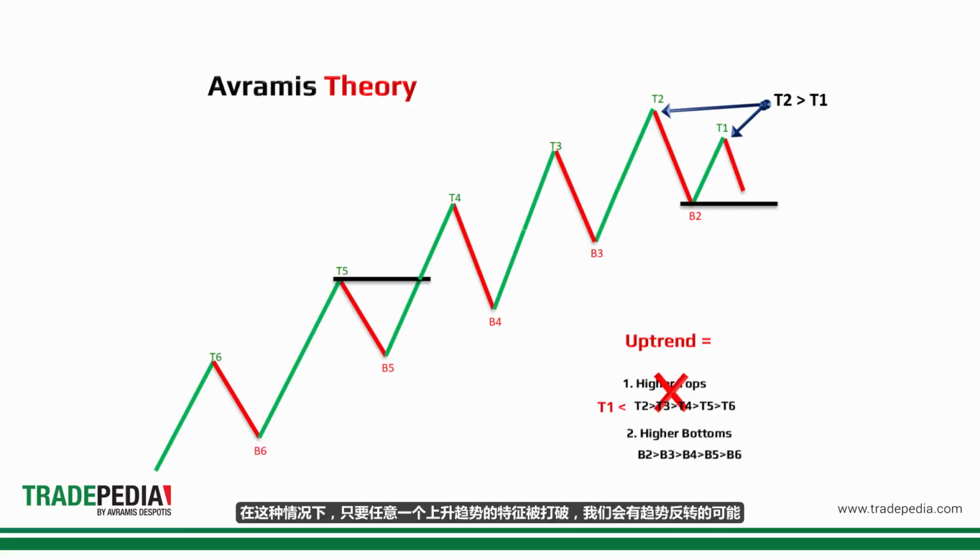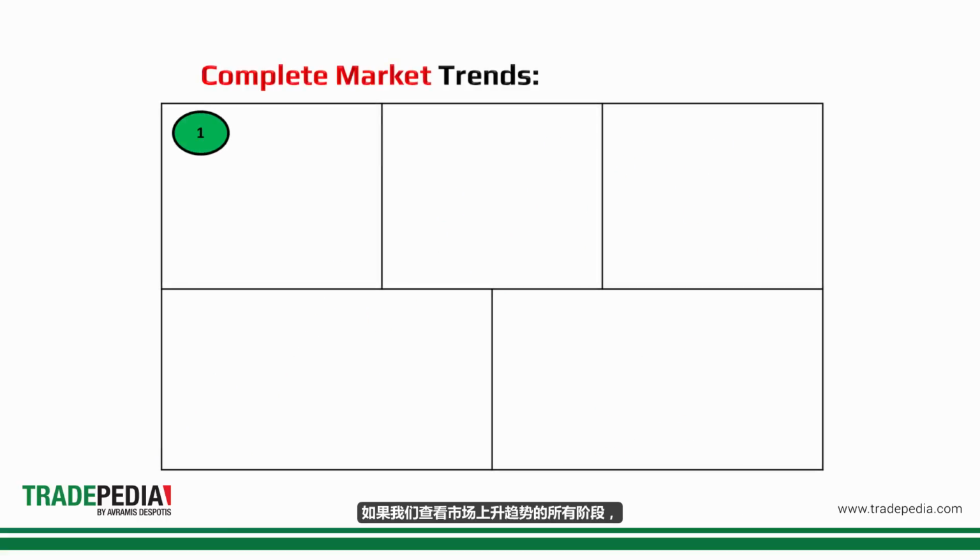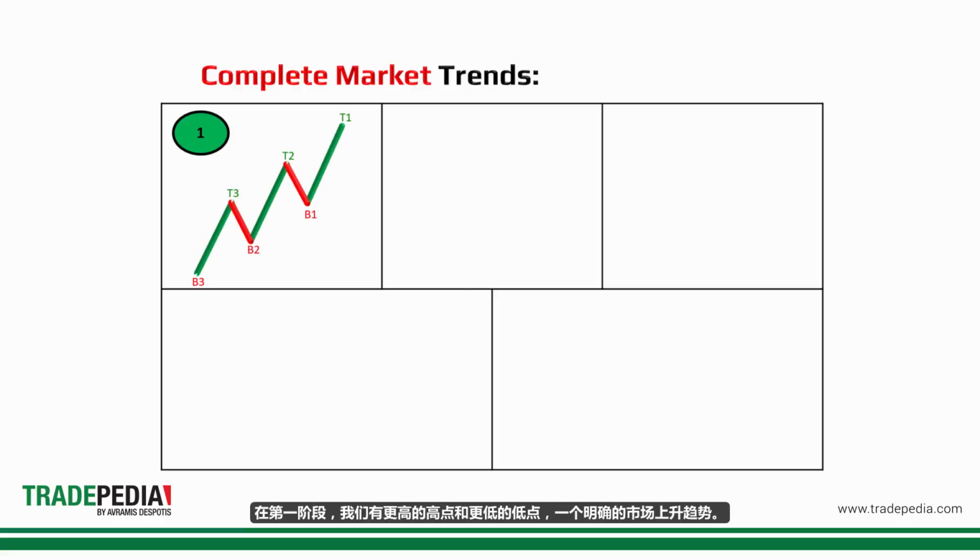In this case, we have a possible trend reversal since one of our characteristics of the uptrend, the higher tops, has now been destroyed. Now, if the market is to break below the previous bottom at B2, that will signal the end of the previous uptrend and the beginning of a new downtrend. If we were to look at all the phases of the uptrend in the market, in pattern number 1, we have higher tops and higher bottoms, a confirmed uptrend in the market.